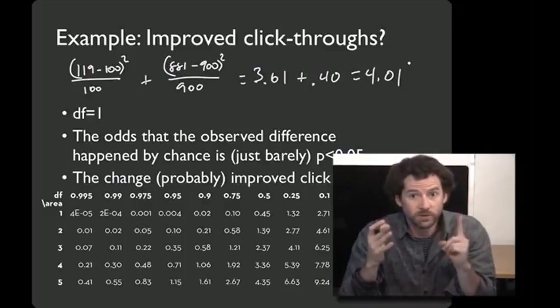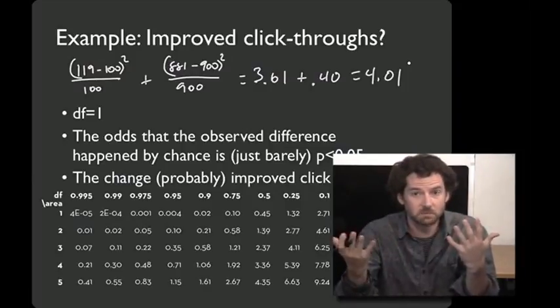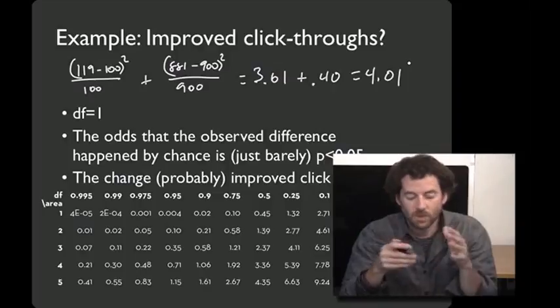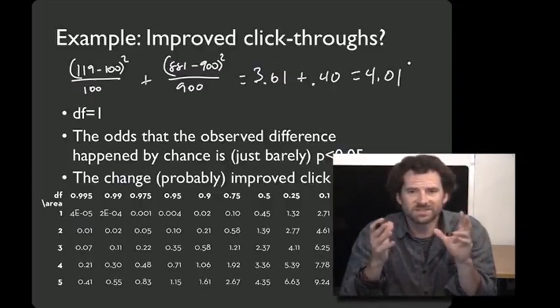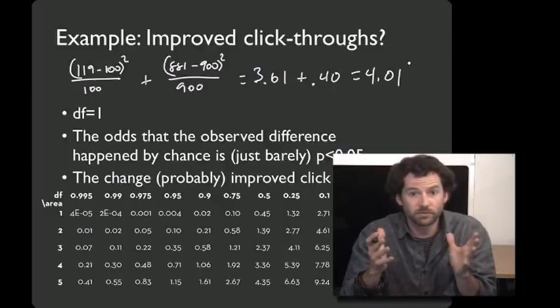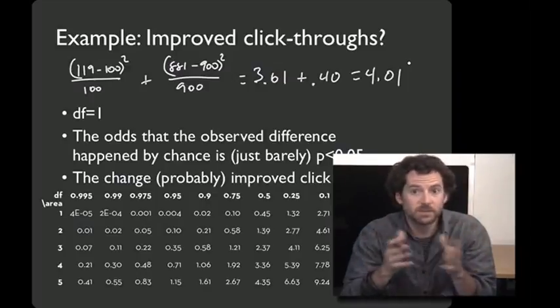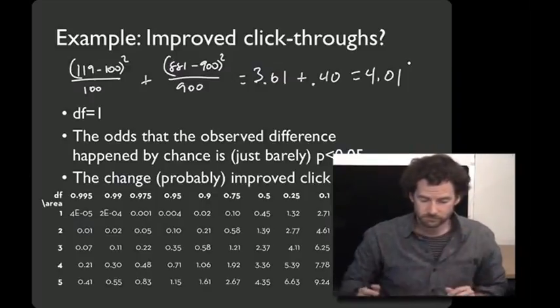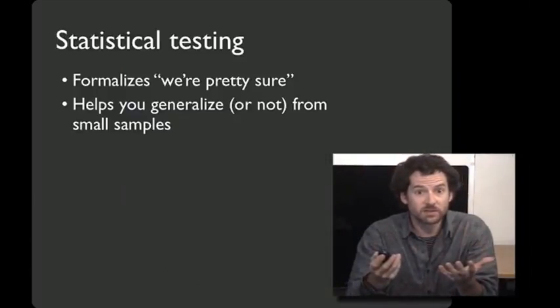And again, we have 1 degree of freedom because we have 2 choices, clicked and didn't click. And when we look it up on our table, what we see is that the chi-squared value is just slightly larger than the threshold for p less than 0.05. And so we can say that this change indeed probably did influence the click rate. So the chi-squared test, and statistical testing as a general methodology, gives you 2 really powerful tools.